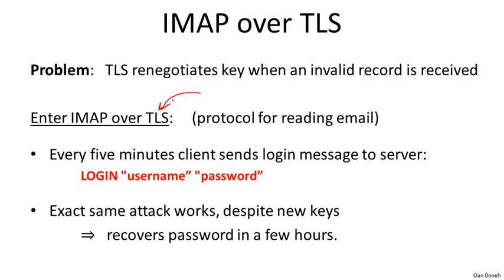Now, it turns out in IMAP, every 5 minutes, the IMAP client will connect to the IMAP server and check whether there's new email. And the way it does it is by first logging in to the IMAP server by sending this login username password message, and then it goes ahead and checks if there's new email available. Well, what this means is that every 5 minutes, the attacker gets an encryption of exactly the same message. In particular, it gets an encryption of the password. And so every 5 minutes, it can mount one guess on the block that contains the password.